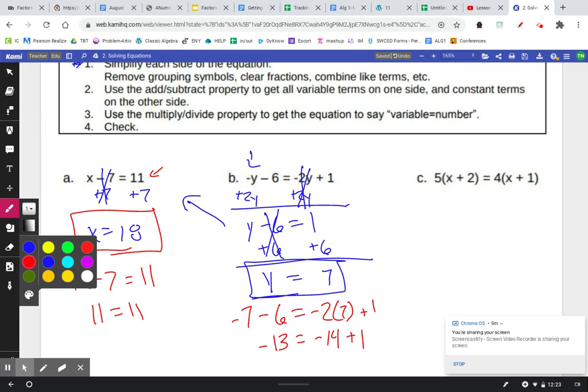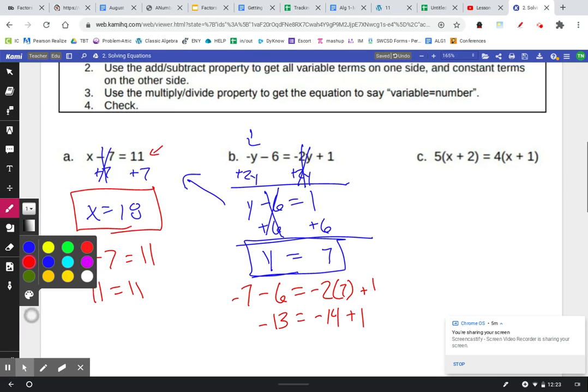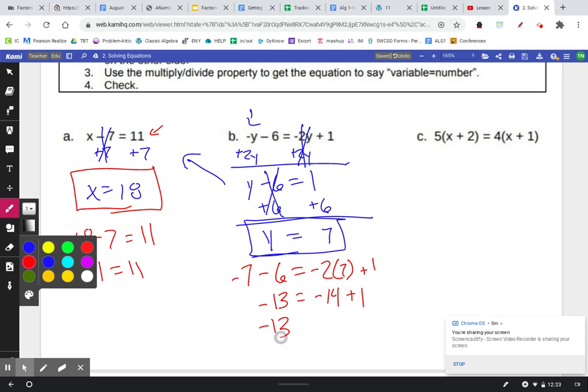So now the left side is simplified. The right side is not yet. I'm going to have negative 13 on the left still equals negative 14 plus 1 is negative 13. I get a true statement, meaning the solution that I found is correct. Easy peasy lemon squeezy. Let's hop into example C over here on the right.